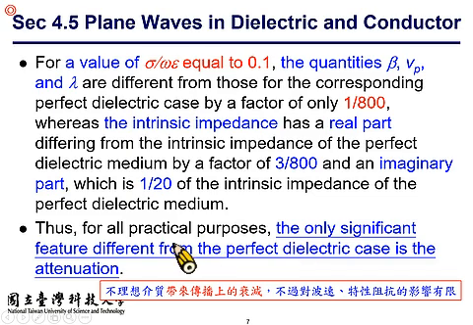So what is the consequence? For all practical purposes, the only significant feature different from the perfect dielectric case is that the attenuation should account for the non-zero conductivity. For the calculation of beta, VP, and lambda, you can just assume sigma equals 0, you can neglect the term. But the attenuation cannot be neglected, while the other terms can be neglected.